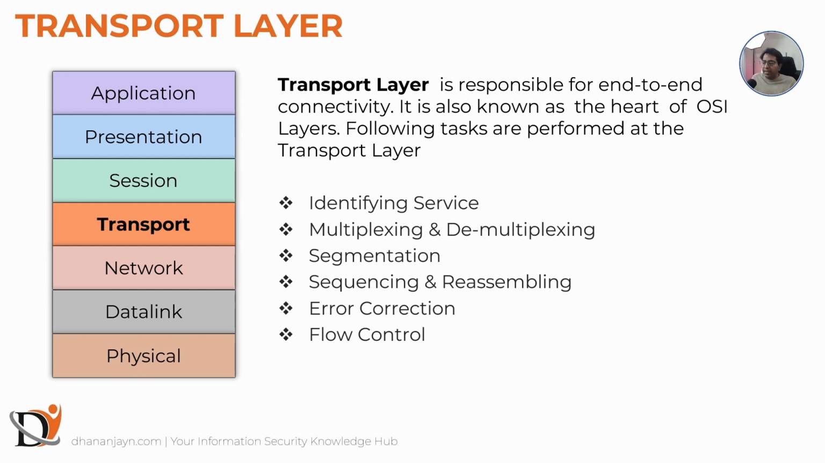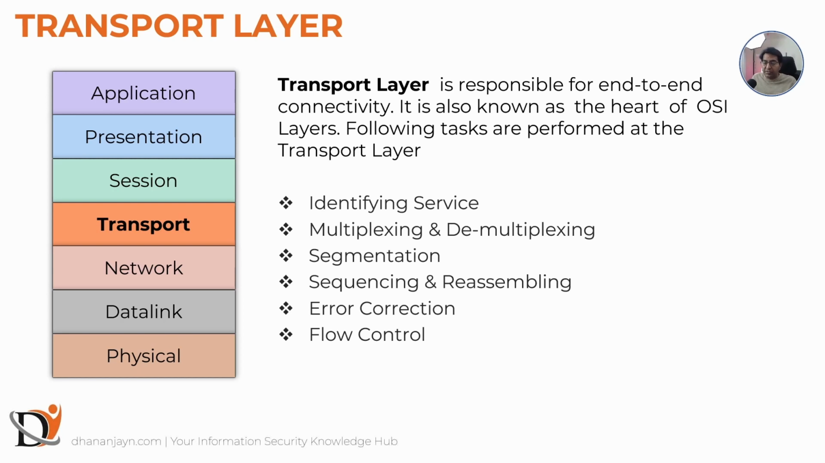Now, end-to-end error recovery and flow control. Flow control and error correction are the last two options here. The transport layer provides mechanisms to detect and recover from errors that may occur during data transmission. So this ensures the integrity and accuracy of the data. It also manages the flow of data between source and destination to prevent congestion and ensure efficient delivery.